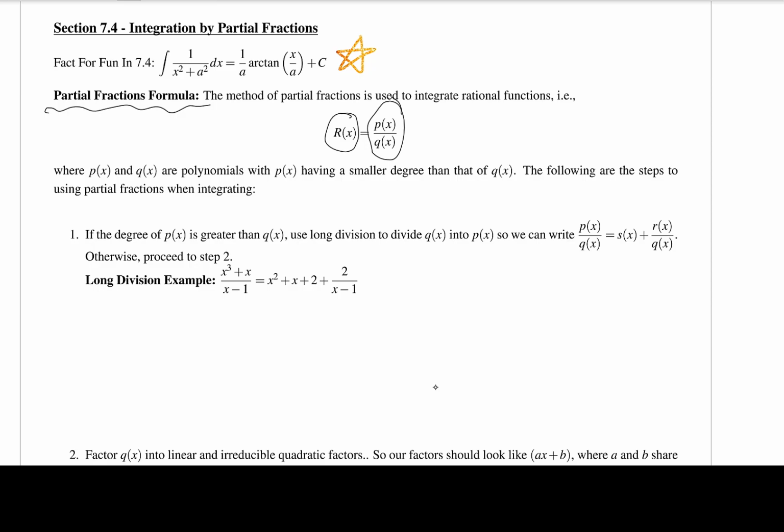Right, so what I'm saying is that something like this is not okay, because the degree of our numerator is 3, and the degree of the denominator is 1. When we get in a situation where P of x has a greater degree, then we're going to use long division to divide Q of x into P of x, so that we can write something that looks like this. Right, so this looks really weird right now, and I've already written out the answer, but let me give a quick reminder of how to do long division on polynomials, because it's probably been a while for most of us.